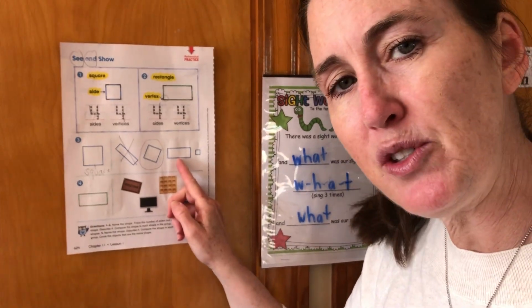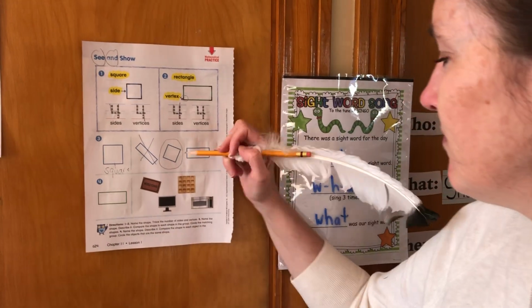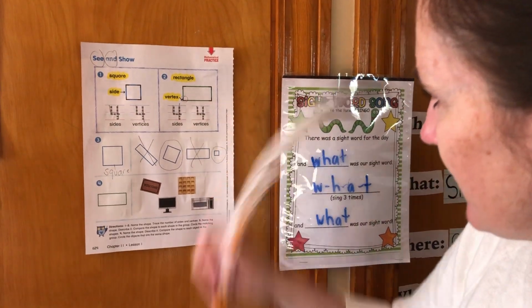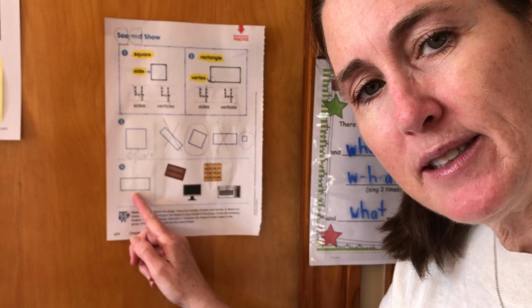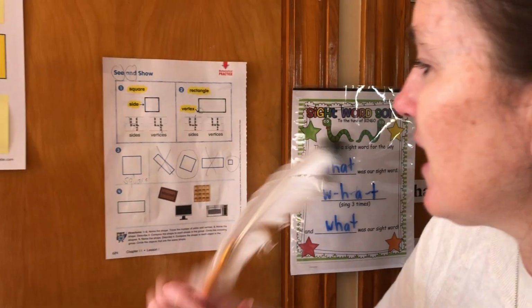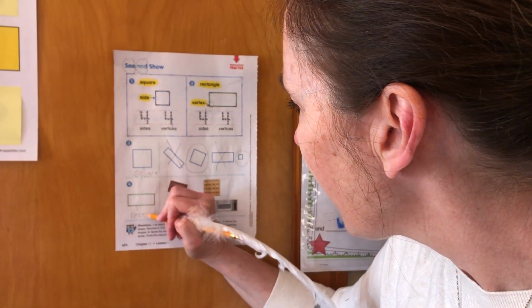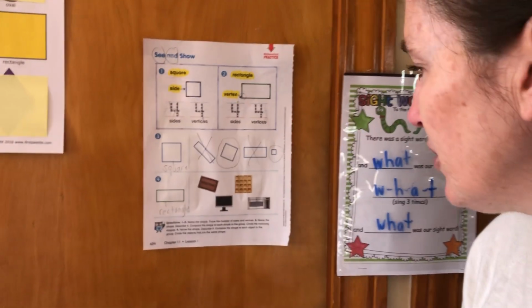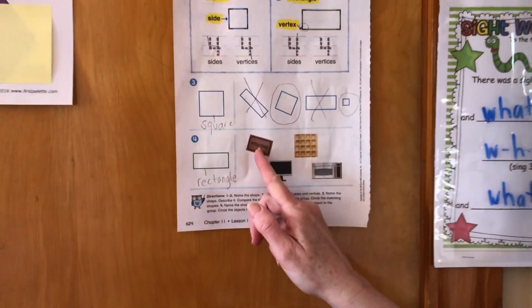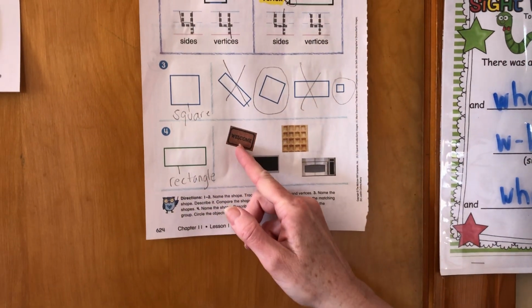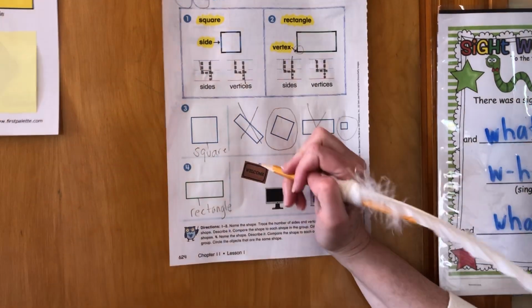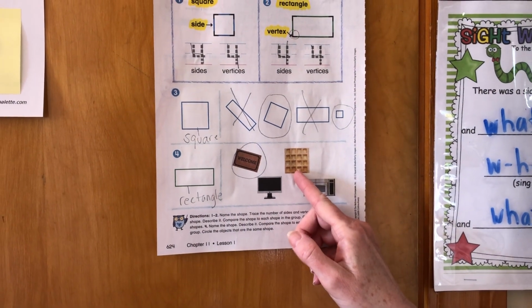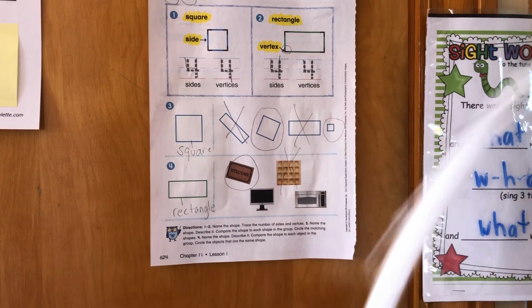Does this match the square? And what about this one? Yes. Name the shape. Right, rectangle. All right, now they give us some real world objects here to compare. Does this look like the rectangle? Yes. What about this waffle? Does that look like the rectangle? No. Looks like a square, right?